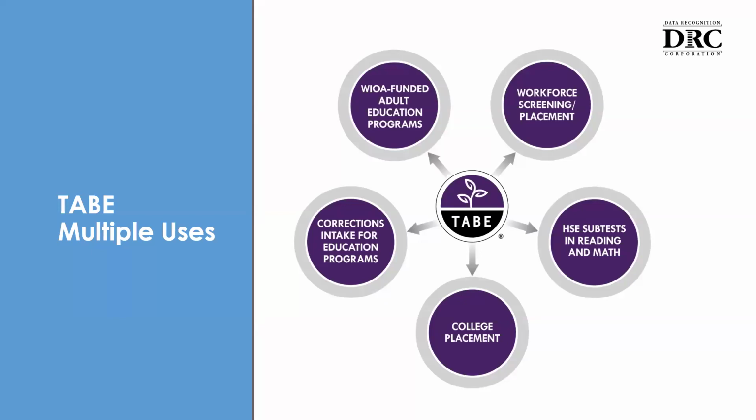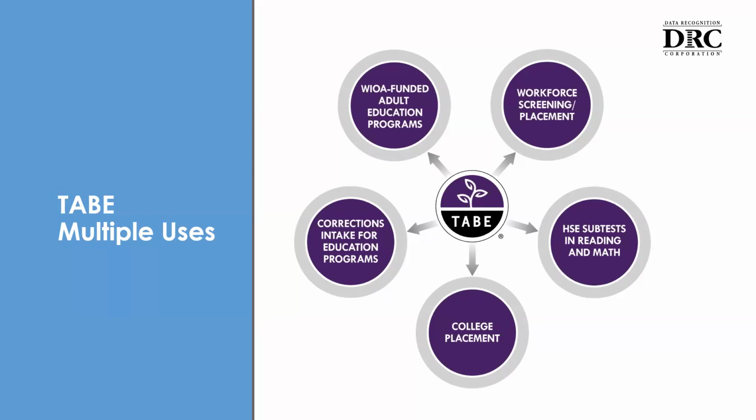There are also a lot of programs that use TABE for college placement. Within the community college system or the four-year programs, there are programs across the country that use TABE as one of the options for placement into the for-credit or not-for-credit programs. So as students are enrolling, they're not using TABE for acceptance, but more in the placement area.